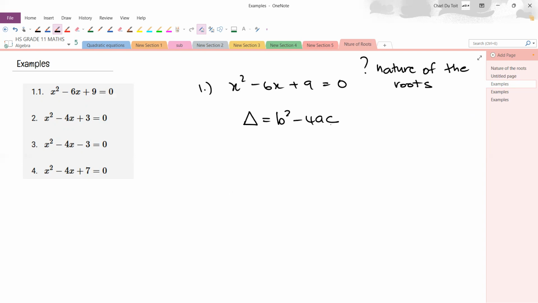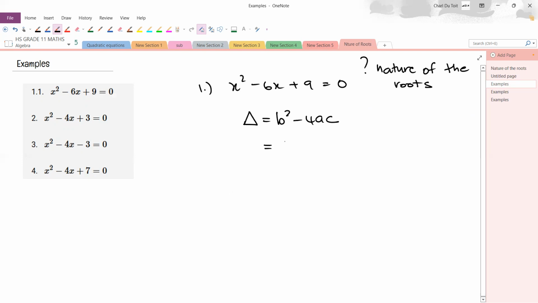It's a different question. Look, they can also ask you to solve for x. They can also ask you what's the minimum or maximum value. There's a lot of things they can ask you. They can also ask you to complete the square, etc. But if they ask you what is the nature of the roots, you need to determine b squared minus 4ac.